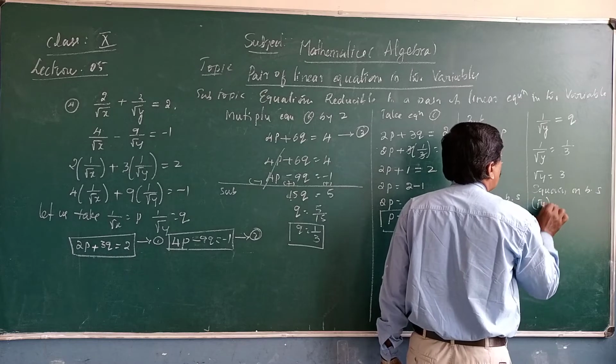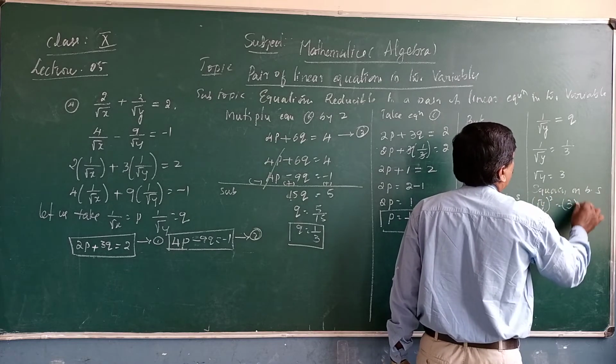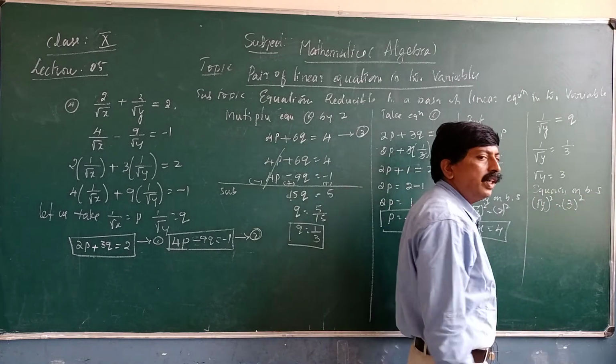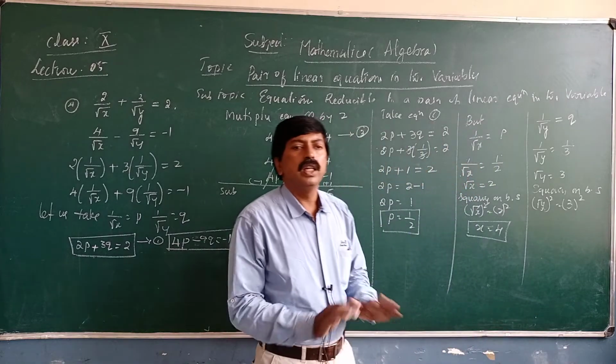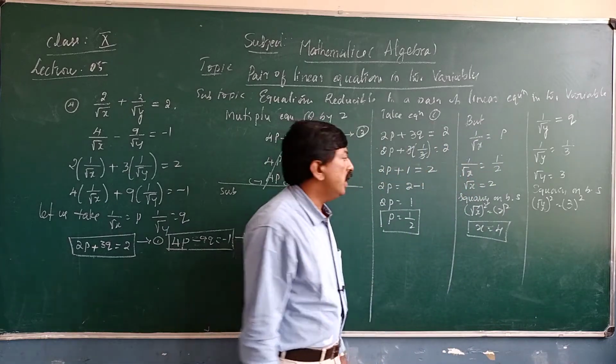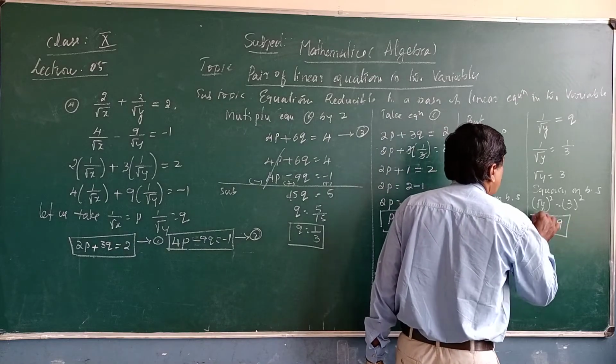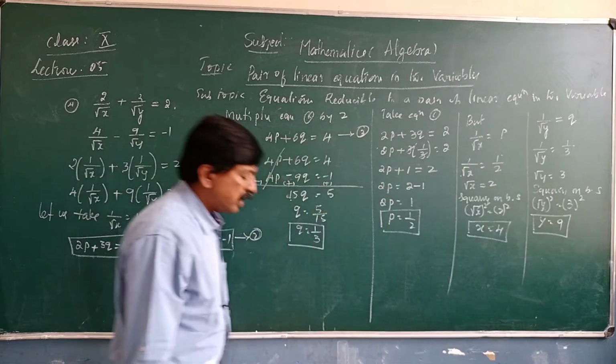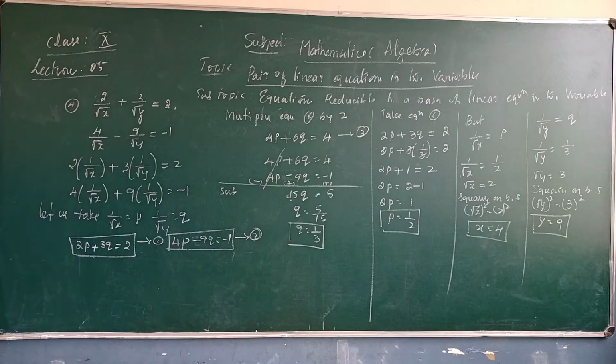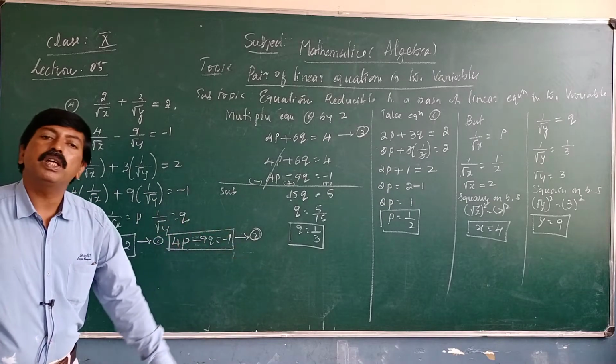So instead of that, root y whole square is equal to 3 whole square. When we did squaring on both sides, the value does not change. Now y is equal to root 3 whole square, which is 9. So like this, we have to find x value and y value. Such a long process, but it is very easy.